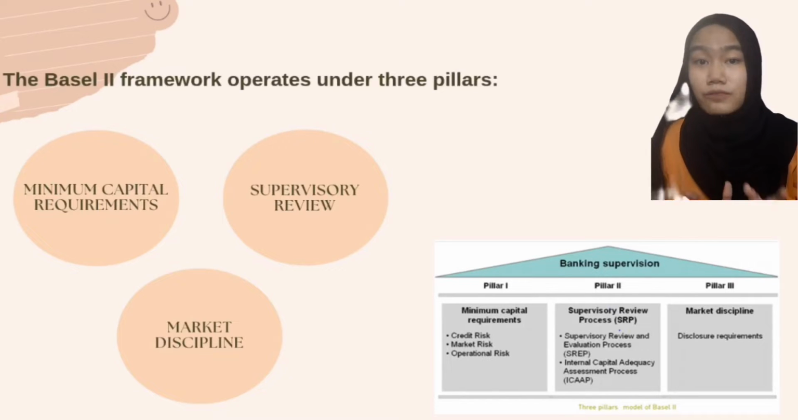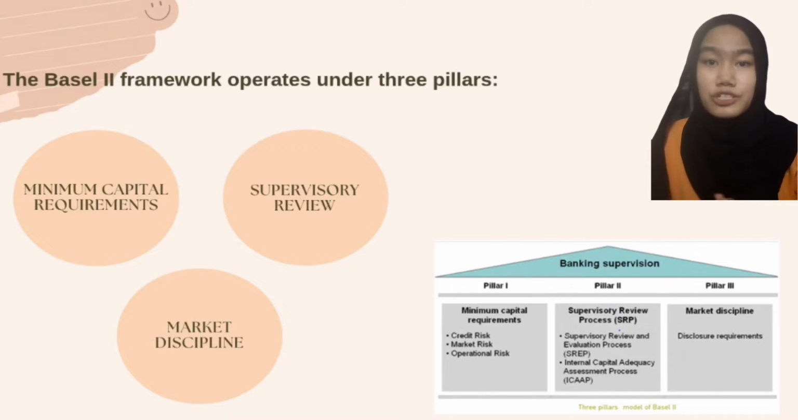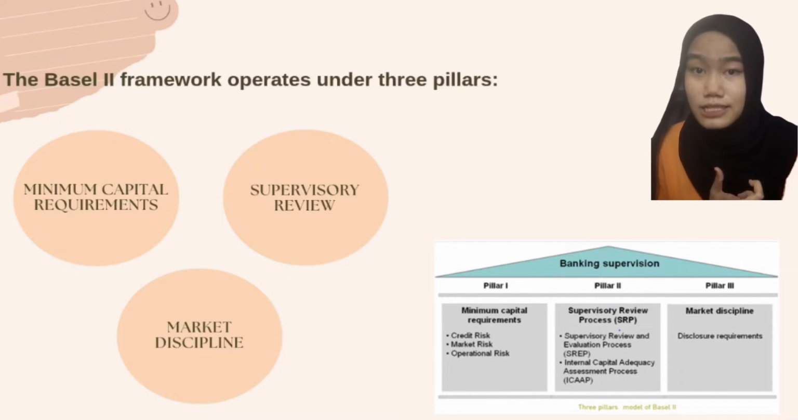Market discipline refers to the disclosure requirement for individual banks, allowing other market players to assess each bank's capital and risk exposures. Under this framework, banks are required to disclose all material information relating to their risk management policies, but enforcement is left to the individual regulators.